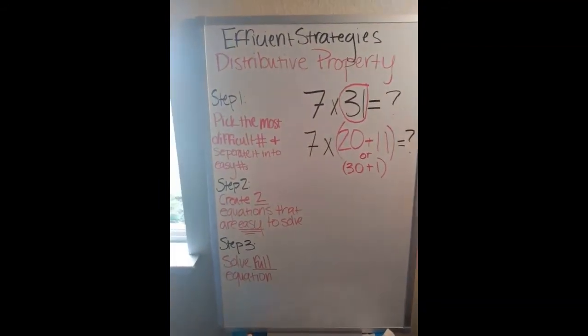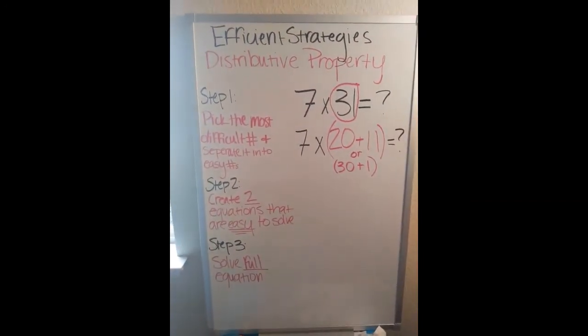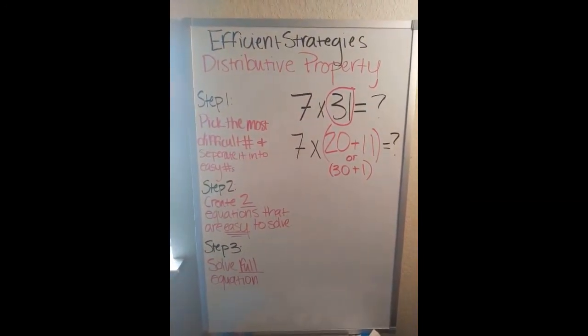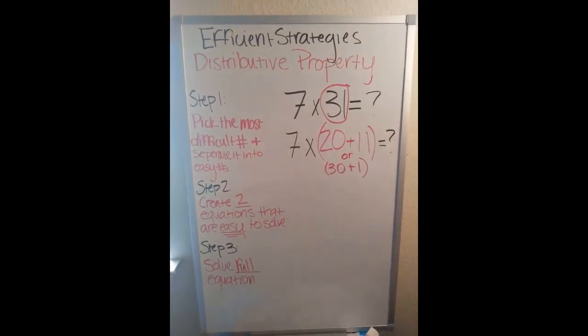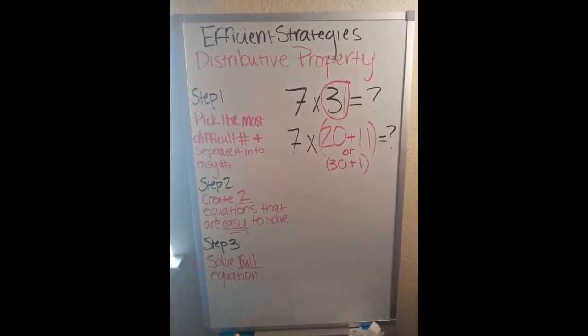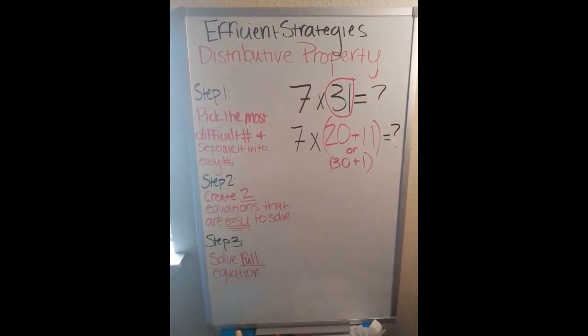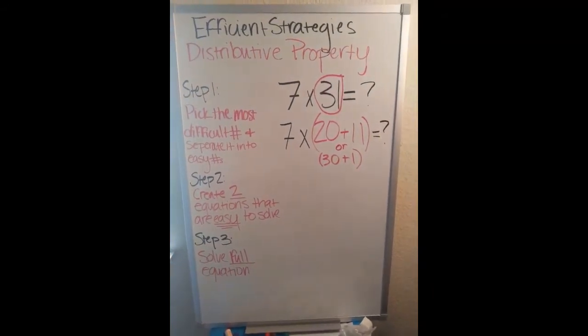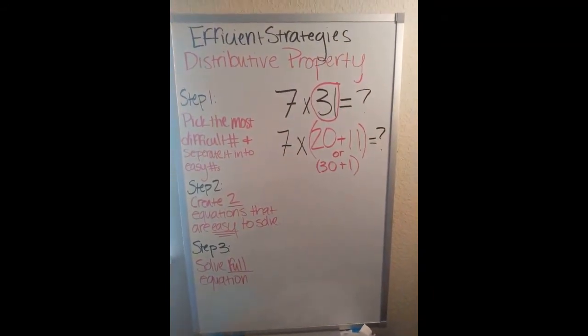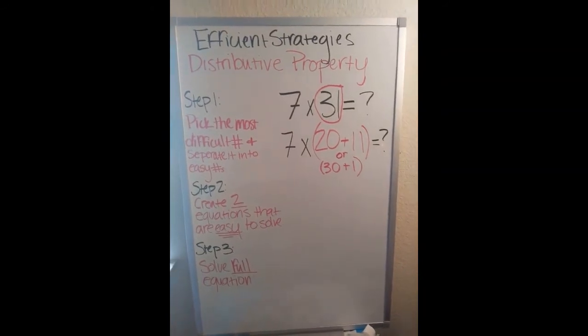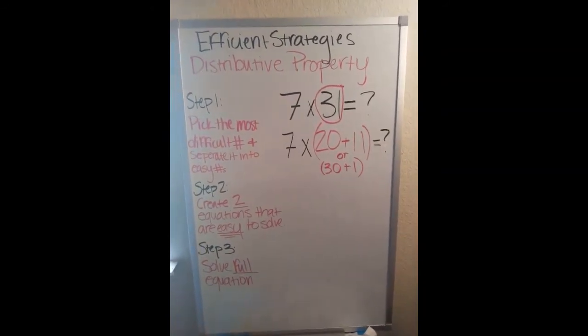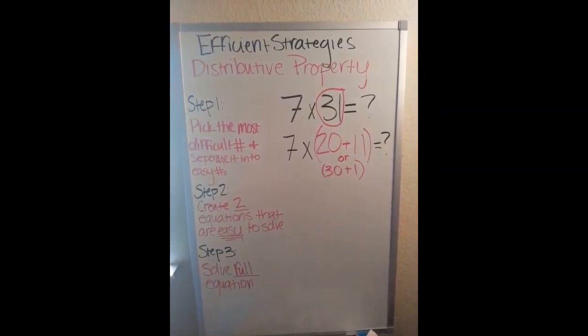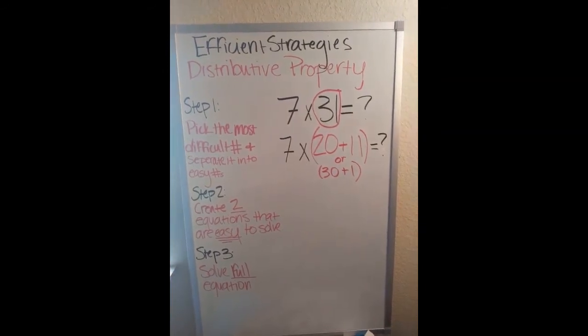Okay, 7 times 31. For step 1, I picked the most difficult number and separated it into easy numbers. 31, wow, obviously the hardest number. I mean, I know my 7's pretty good, but 31, sheesh. So I separated 31 into 20 plus 11, or you could have tried 30 plus 1. Those things would have worked very well and have been very efficient.